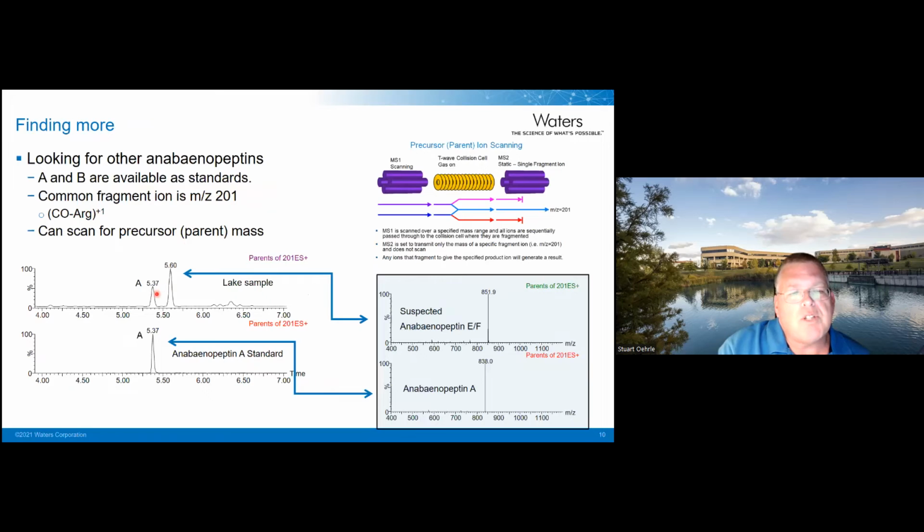So we have a lake water sample here, which does have anabaenopeptin A in it. This is a standard, just confirming the retention time here. And we have a lake sample that also had another parent ion at 201 that was coming off later. It turns out the mass happens to agree with anabaenopeptin E and F, which are both isomers. So you can actually monitor for that. While you might not have a standard, you can at least monitor samples to see if it's present or not. It's one of the cool things you can do with the mass spectrometer.